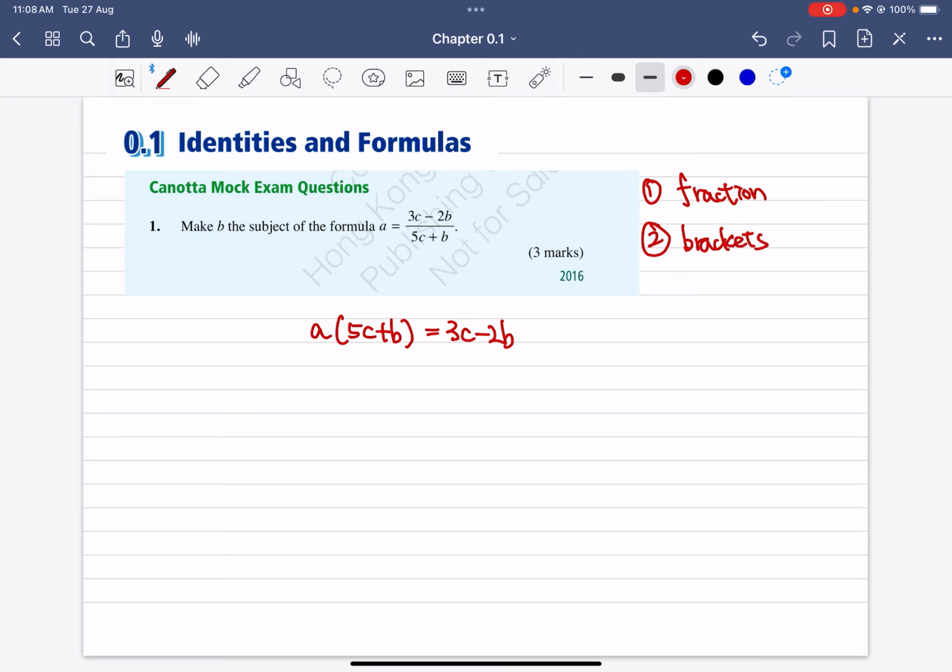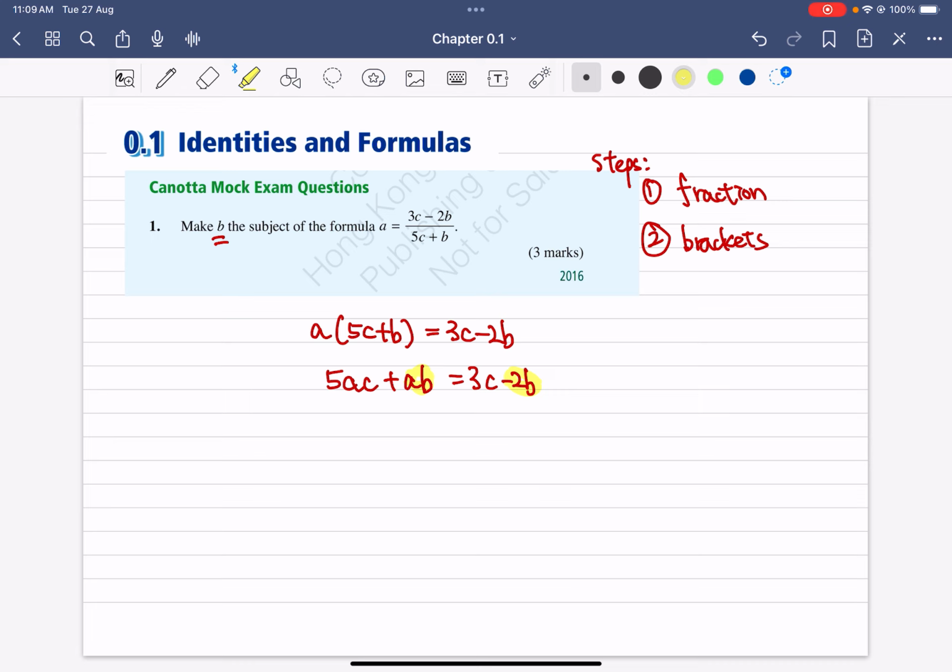So in this case, we try to multiply a inside, then 5ac plus ab equals 3c minus 2b. So this is step 1 and step 2. And in the next step, we try to make b the subject. You can focus here: this term has b, and this term has b. The other terms don't have b.